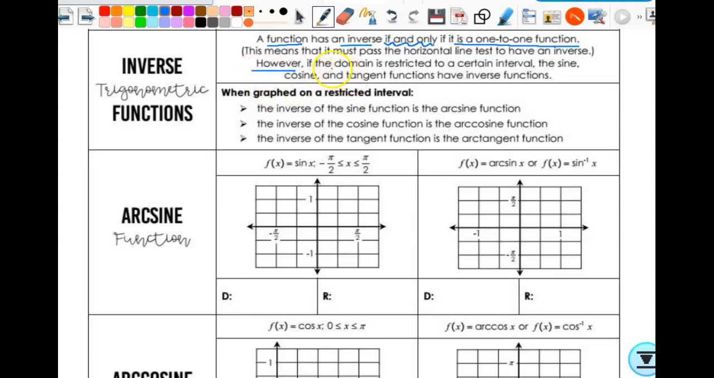However, if the domain is restricted to a certain interval, the sine, cosine, and tangent functions have inverse functions. So we're going to restrict the domain, and there's going to be a whole lot of domain restriction going on in calculus. You just want to look at this one little section of whatever, and then you're going to do stuff with it, all right? That's what's happening here. So when graphed on a restricted interval, we do have inverses.